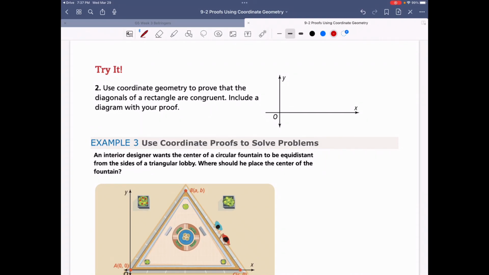For this triad, we are going to use coordinate geometry to prove that diagonals of a rectangle are congruent. And they want us to include a diagram with our proof. So we're going to draw 4 points that create a rectangle. And then we're going to connect these points.